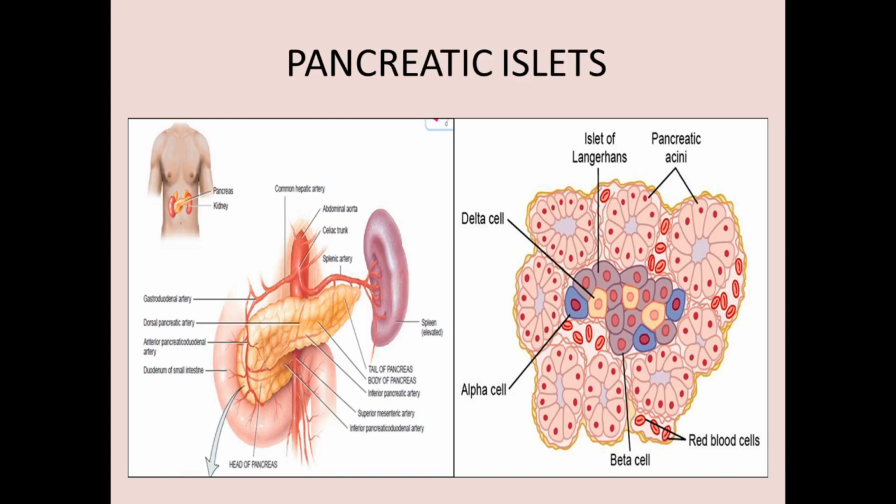And in the diagram you are able to see in between these acini there are some clusters, and in that cluster there are various tiny cells, and this cluster is known as pancreatic islets. The whole pancreas consists of 1 to 2 million tiny clusters, also known as islets of Langerhans, and these produce the pancreatic hormones.